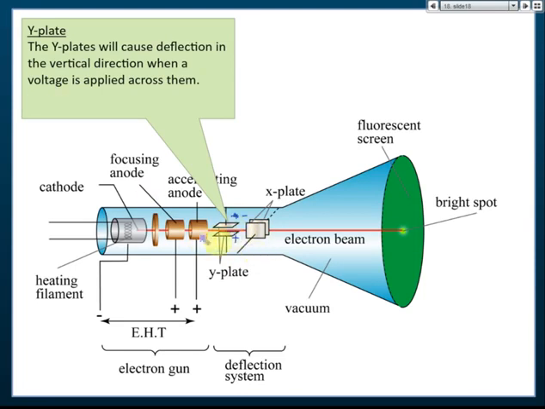So the Y plate deflects the beam up or down, and the X plate deflects the beam left or right. That is the deflecting system.